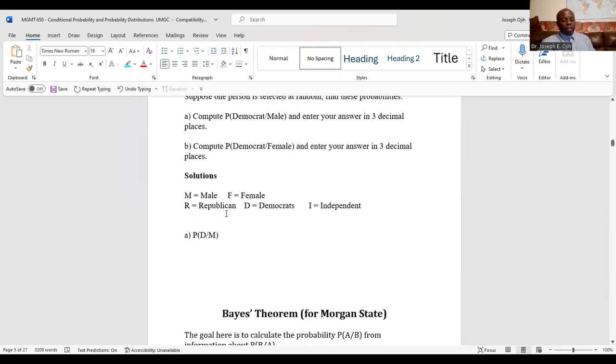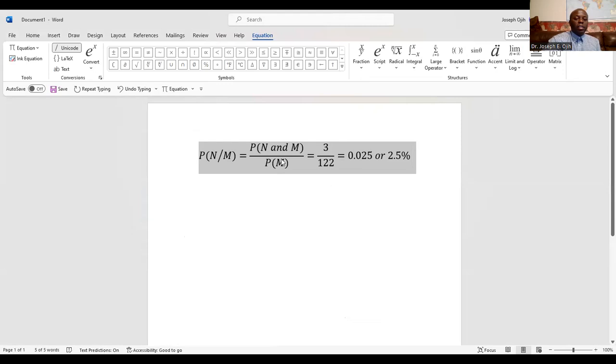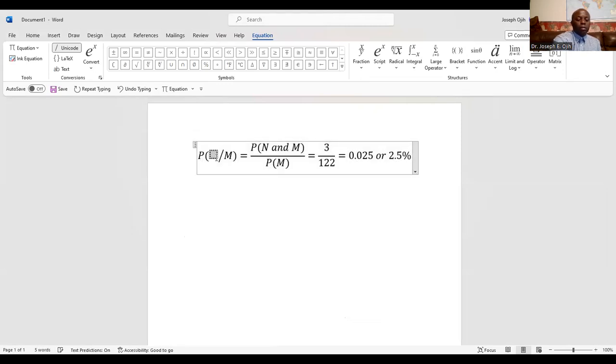Since this section will not allow us to put the formula, I'm going to take it to the other page. We're looking for the probability of Democrat given male. So let's put the formula there. We're looking for the probability that this person is a Democrat, given that he's male. So we're going to use the probability of Democrat and male divided by the probability of male. I'm going to clean the rest of this.